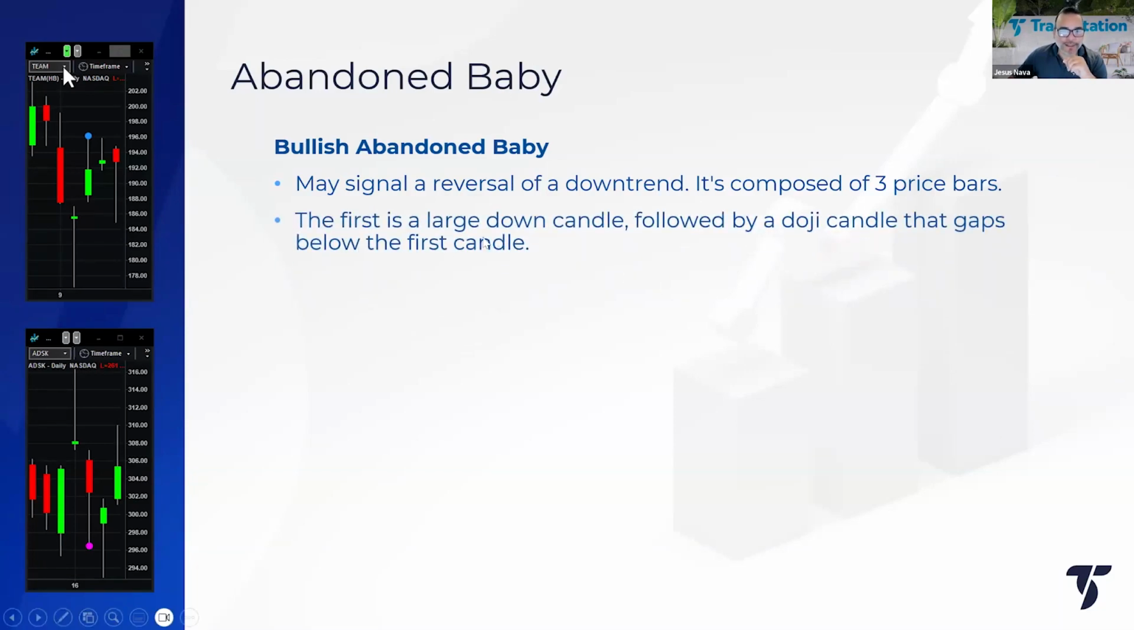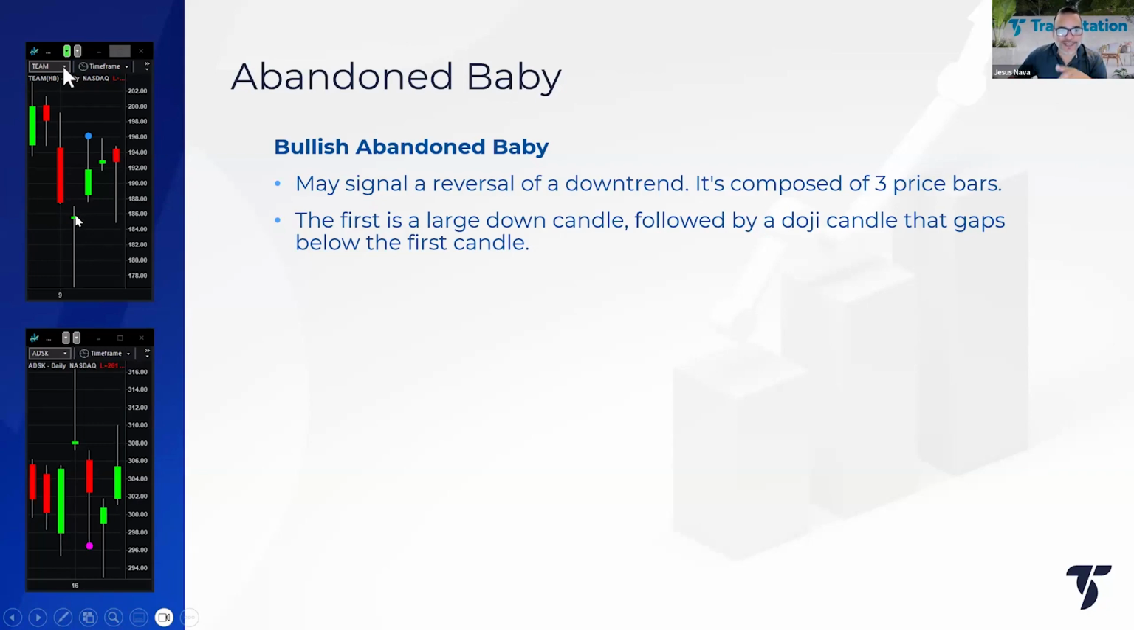The first is a large down candle followed by a doji candle that gaps below the first candle. Interesting criteria, sometimes difficult to find. What this is trying to say is that you're going to have a big down candle, but I can see it right here on the screenshot. This red candle is a big down candle. And then you're going to have a doji after it. This is a doji right here because the difference between the open and the close is really small. You see the doji right there.